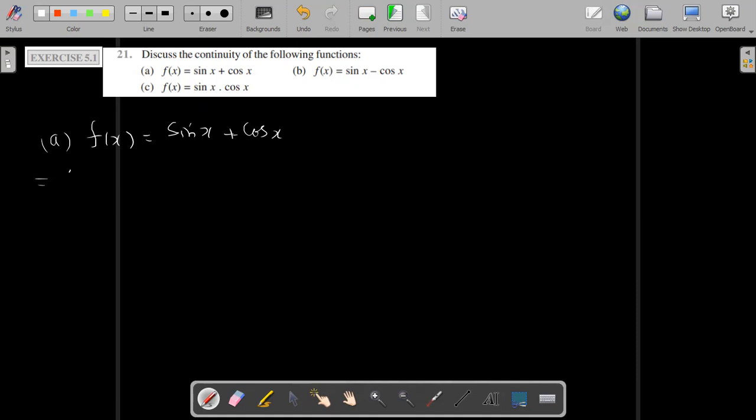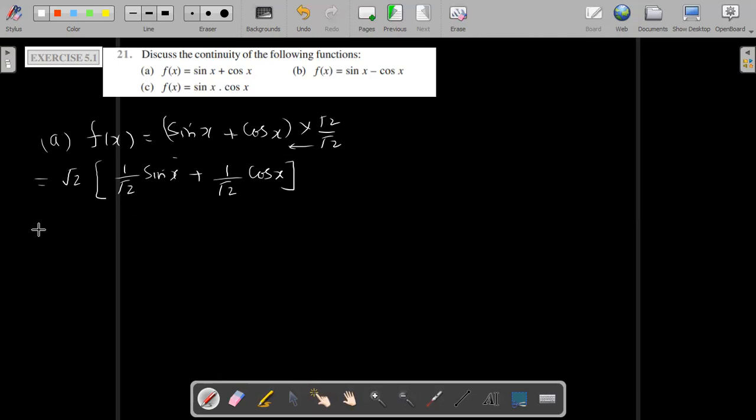How you can see that: suppose we multiply and divide by under root 2, so that division will go inside. It can be written as 1 by root 2 sin x plus, and what I am doing, I am dividing and multiplying by under root 2, taken inside, so under root 2 cos x.